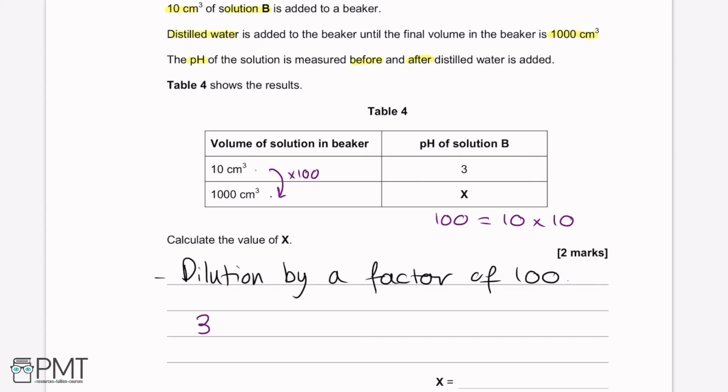We dilute by a factor of 10, so we're going to add 1. So that's going to give us 4 for 100 centimetres cubed. But then we're going to dilute it again by a factor of 10 to give us 1,000 centimetres cubed, which is going to be 3, add 1, add 1, which is 5. And that is the correct answer for 2 marks.